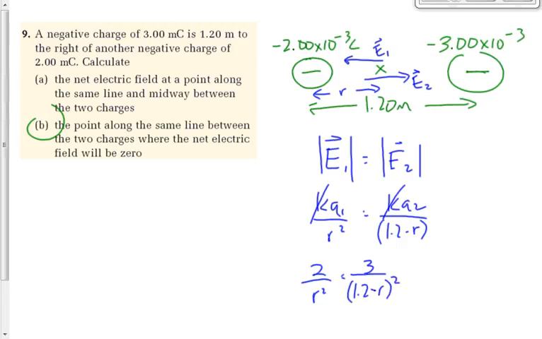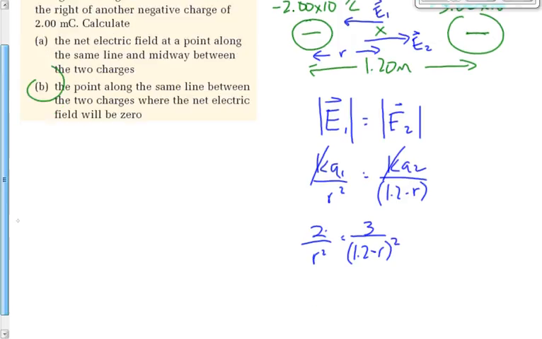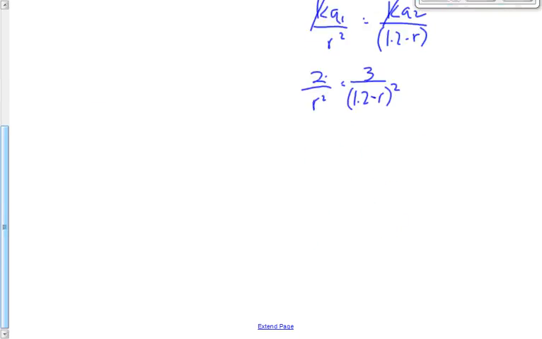What did I do there? Yep, Bryce? Yeah, if you get a 10 to the minus 3 on both sides, cancel it. You don't have to. You can leave it in there if you want, but it just means more entries into your calculator, right? Let's try to make this a little tidier. Take the 1.2 minus R up by multiplying. Now let's take the 2 down by dividing.